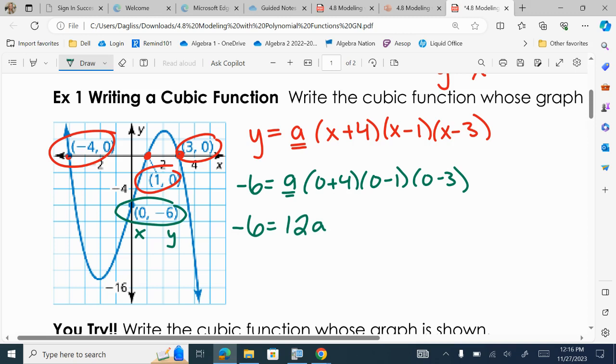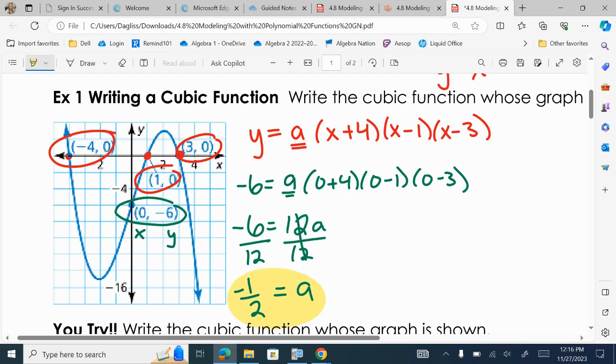Solve for a by doing what? There you go. Divide by 12. And we get an a value of -1/2. Does your math make sense? Does it make sense that we got a negative value for my a?